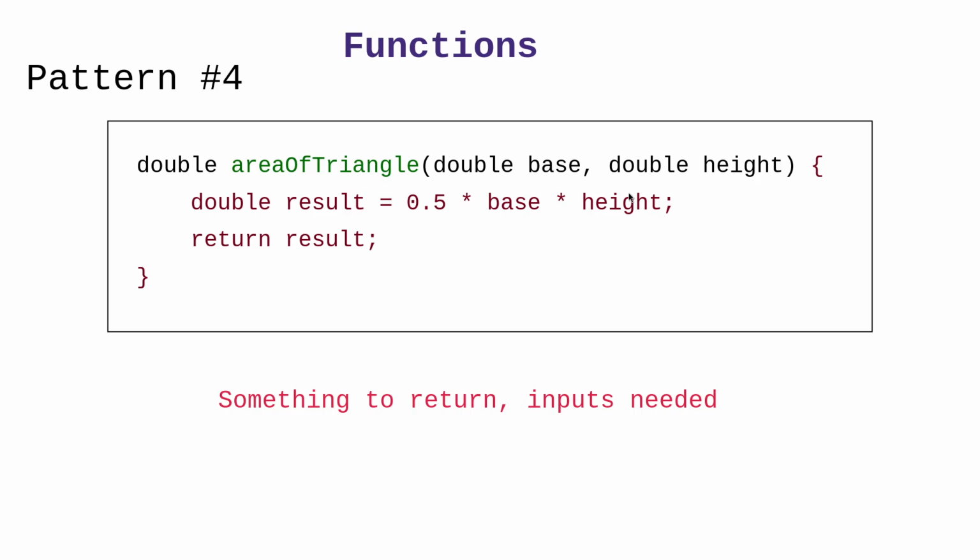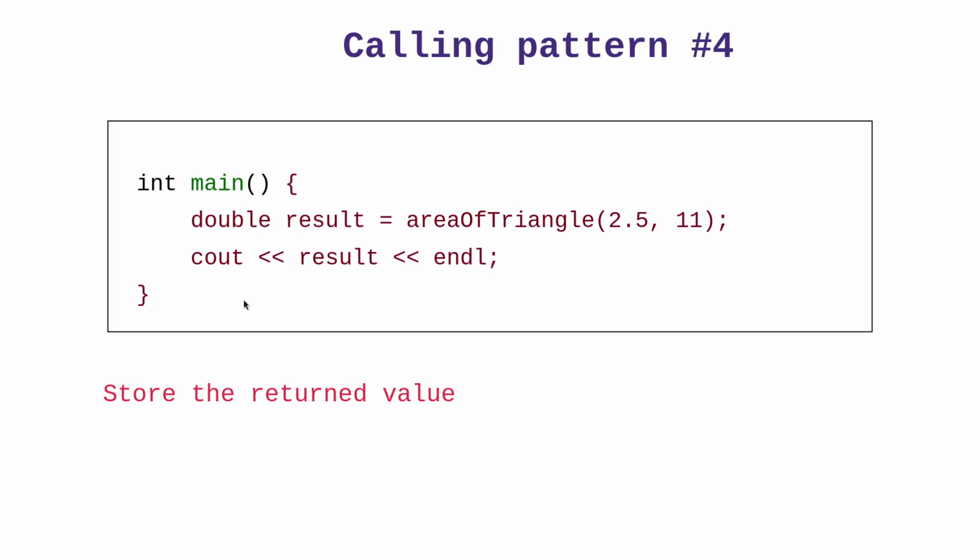Notice here, I compute the area of the triangle, half base times height. I store it in a variable called result, and then I send back that result. Because it's sending back something, in main when I call it, I must also create a variable. I create a variable, equal sign, and then I call the function, and I must pass in two things. And of course I can print that answer. Let's look at that.